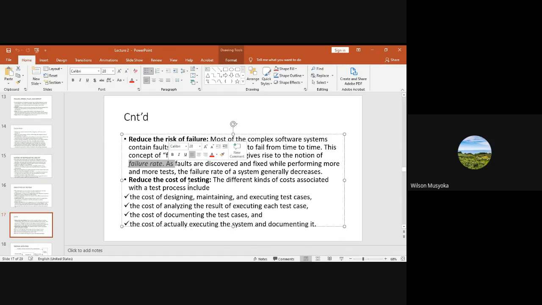When we look at the user's perspective or from the manager's perspective, it is to reduce the cost of testing, because tests are going to be different. The cost of designing, the cost of maintaining, the cost of executing test cases. There will be also the cost of analyzing the result of executing such a test case, and the cost of documenting the test cases, as well as the cost of actually executing the system and documenting it. So that is why we are looking at testing from the user's perspective to reduce the cost of testing. Because once the system has landed into the user's hands or the manager's hands, then you need to ensure that it runs as expected the first time you are testing, and you don't need to keep on going back to correcting errors and coming back again.